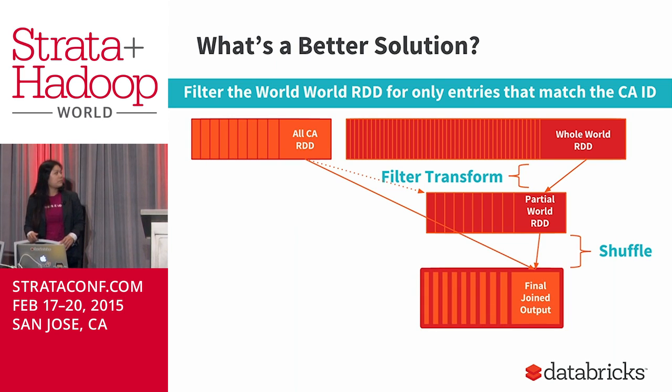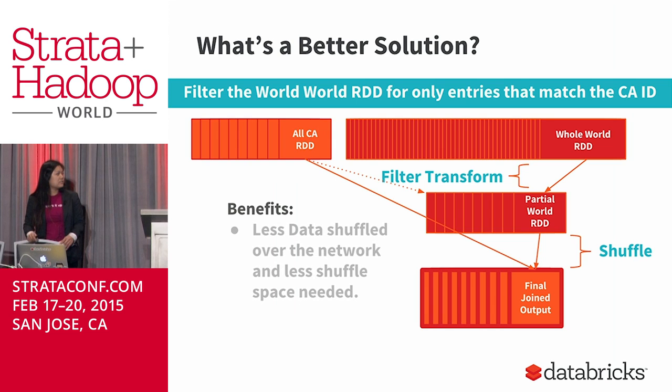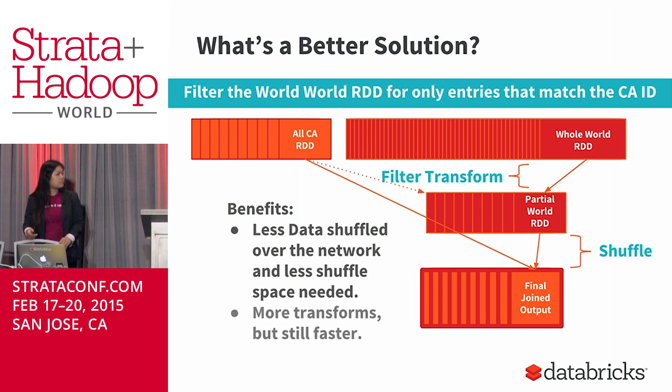to get our final output. So this is clearly a better solution because we have less data shuffled over the network and less shuffle space that's needed on disk to store that. Even though we're doing more phases, you'll notice that because we're saving that network traffic, this can still run faster.